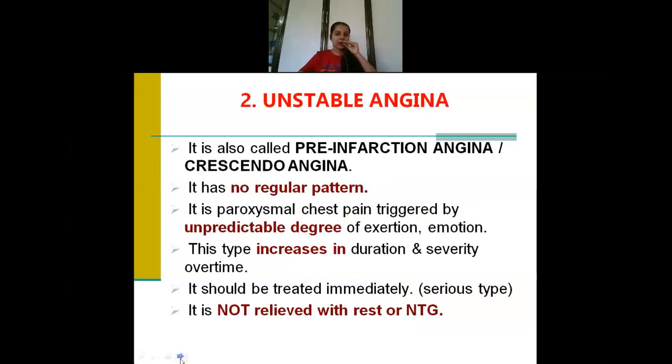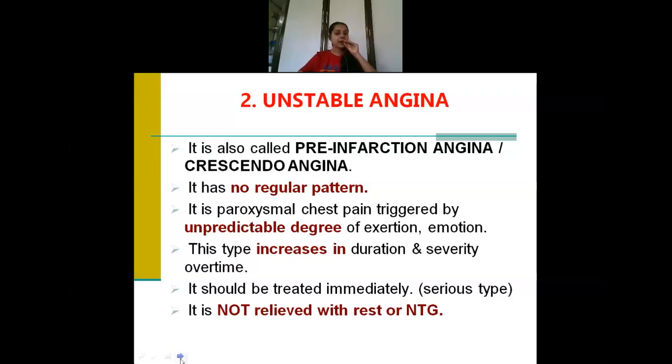Next one is unstable angina. It is just the opposite of stable angina. There are some other names for unstable angina like crescendo angina, pre-infarction angina, because usually this unstable angina occurs before a heart attack. Now I told you it's just opposite of stable angina. Stable angina was of a regular pattern, this is not of a regular pattern. One more thing is, it is usually triggered by an unpredictable degree of exertion or emotion. It is unpredictable.